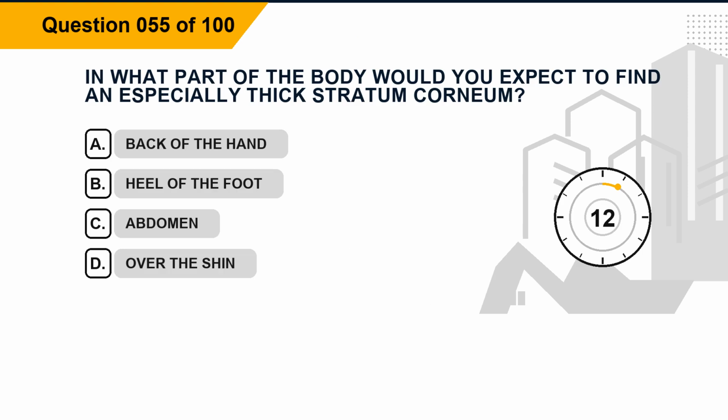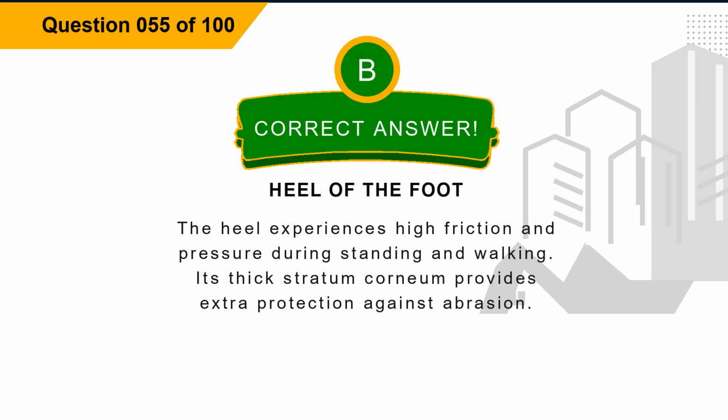Question 55. In what part of the body would you expect to find an especially thick stratum corneum? Option A. Back of the hand. Option B. Heel of the foot. Option C. Abdomen. Option D. Over the shin. The correct answer is option B. Heel of the foot. Explanation. The heel experiences high friction and pressure during standing and walking. Its thick stratum corneum provides extra protection against abrasion.